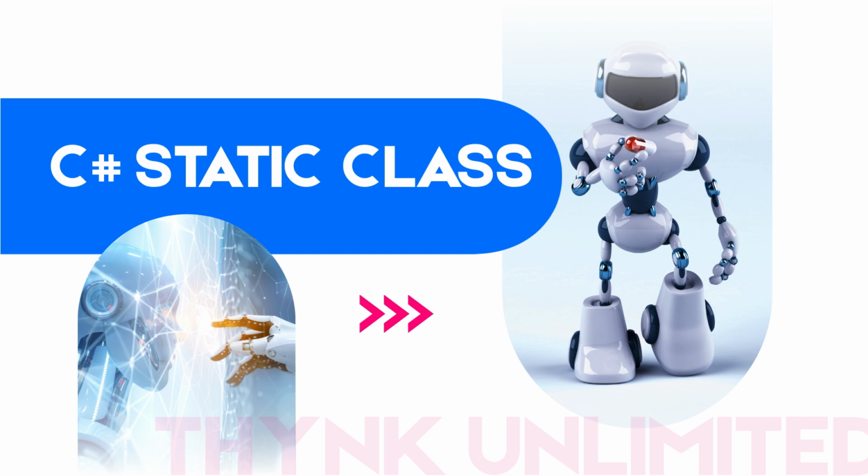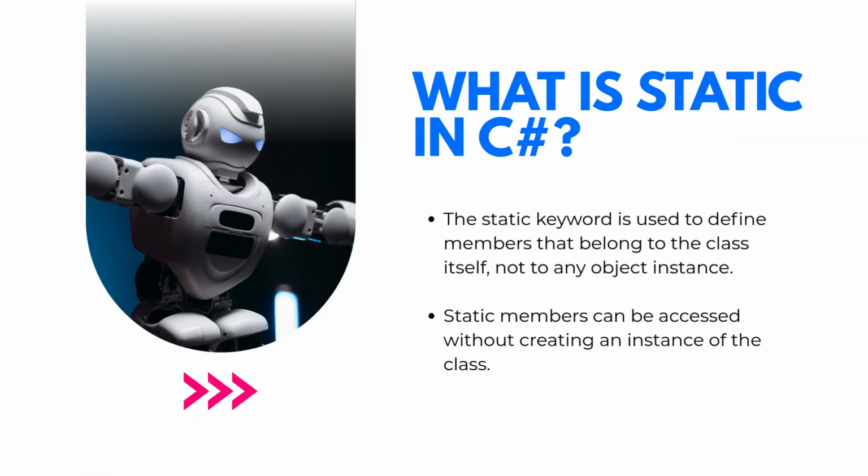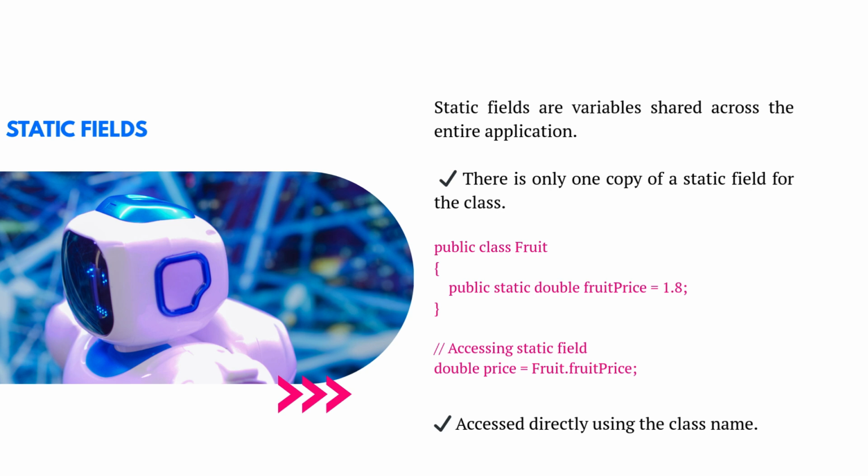C# static class. The static keyword is used to define members that belong to the class itself, not to any object instance. Static members can be accessed without creating an instance of the class. Static fields are variables shared across the entire application. There is only one copy of a static field for the class.